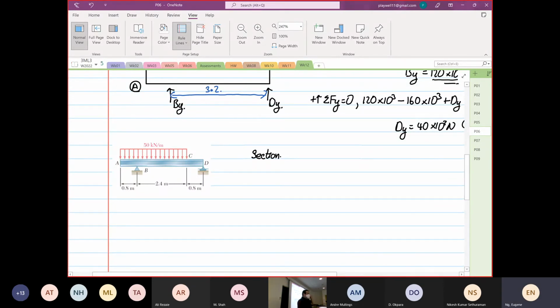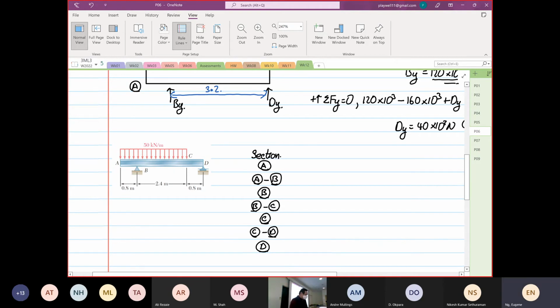Now the section can be a point or can be a range. So we are going to have point A first, then point A to point B, then point B, then point B to point C, then point C, and then point C to point D and point D.